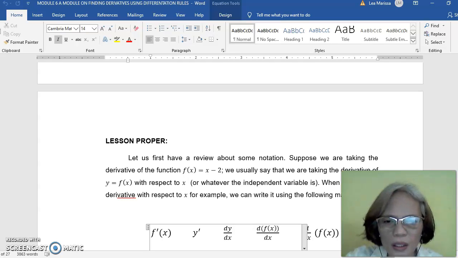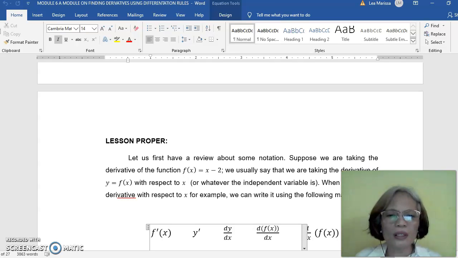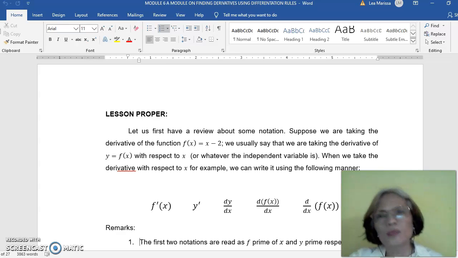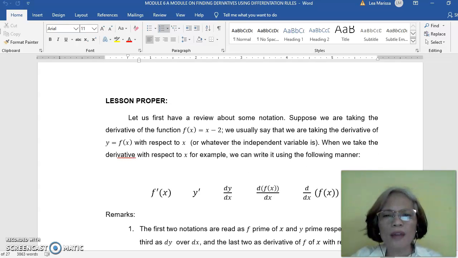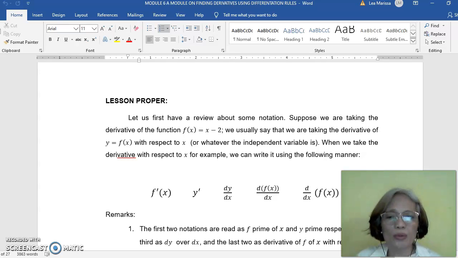So suppose you are taking the derivative. So it's like a physical classroom minus the physical contact. We usually say that we are taking the derivative. So modules are intended for learners who know how to read. Okay? So when we take derivative, blah, blah, blah, and I have here remarks. So everything that I would have said had I met the class in a physical class, I put into writing. So that's basically what the module is.